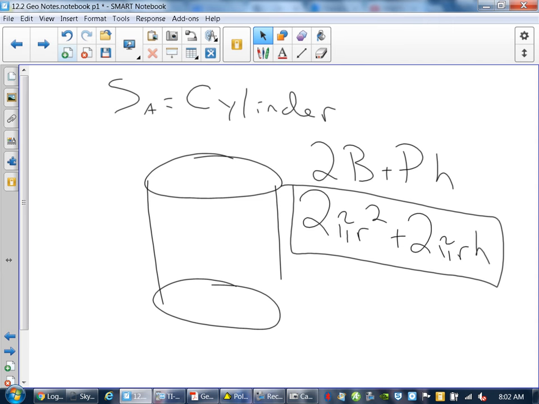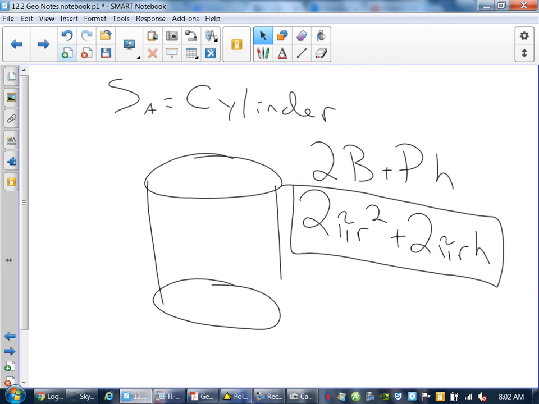11-gon, 37-gon. All right. So the surface area of a 137-gon? Yeah, it is. Oh, yeah, you're right.